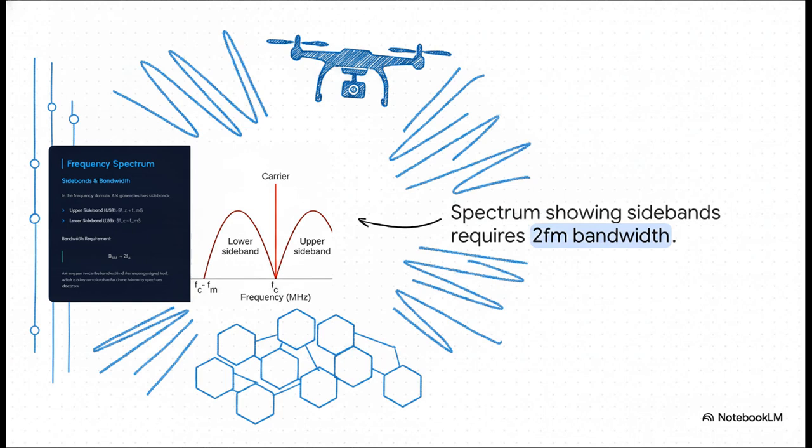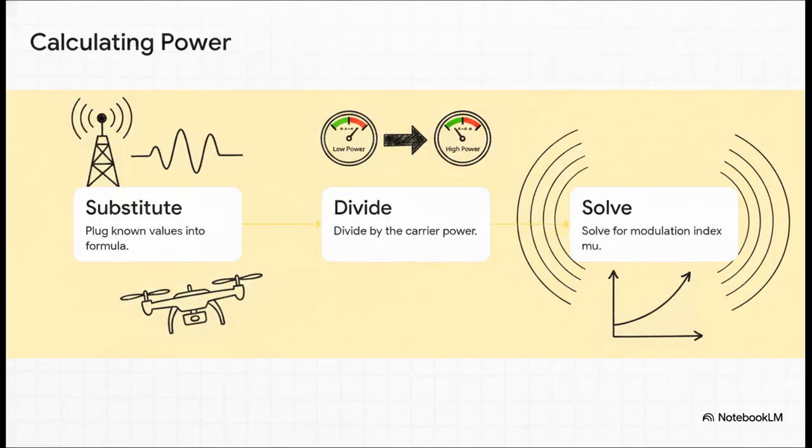Now, if we shift our perspective over to the frequency spectrum, we see the real cost of doing business with AM. The modulation process actually spawns two distinct sidebands, an upper and a lower sideband, sitting symmetrically on either side of the carrier frequency. Because of this extra baggage, AM requires exactly twice the bandwidth of the highest frequency in your original message. That spectral footprint is a massive deal. It's exactly why you can't pack radio stations or drone control channels too closely together without them bleeding into each other.